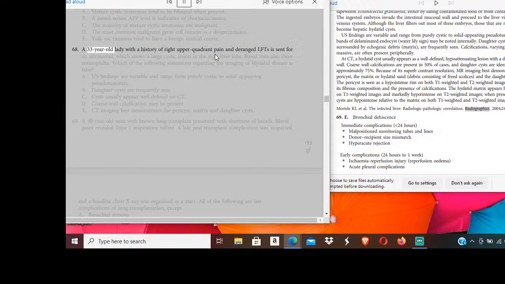68. A 33-year-old lady with a history of right upper quadrant pain and deranged LFTs is sent for an ultrasound, which shows a large cystic lesion in the right liver lobe. Blood tests also show eosinophilia. Which of the following statements regarding the imaging of hydatid disease is false?